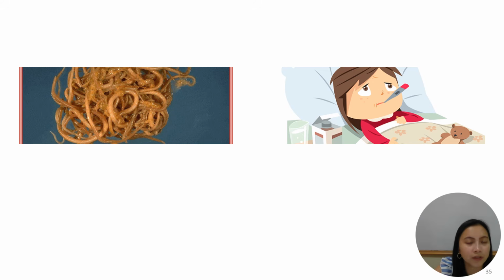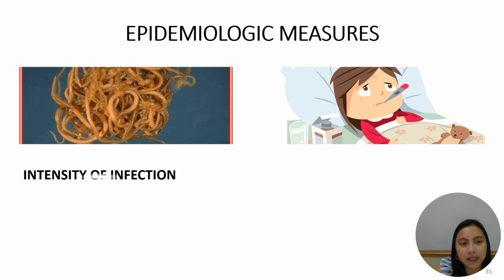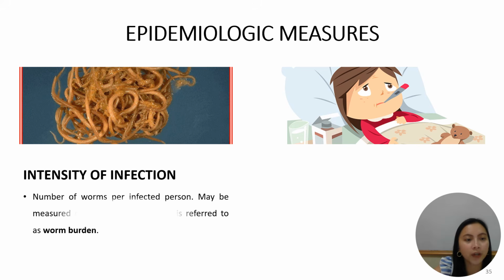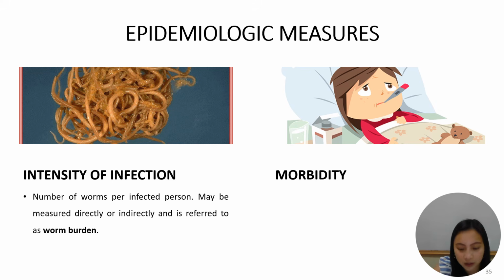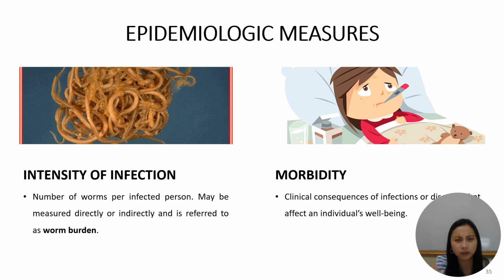Another term that we need to define is intensity of infection. This one refers to the number of worms per infected person. It can be measured either directly or indirectly and is usually referred to as the worm burden. So that's the number of worms that is found in an infected person. Well, morbidity, as we all know, I think you're all familiar with this term. This is the clinical consequences of certain types of infections or diseases that can affect an individual's well-being. So we use morbidity for that.